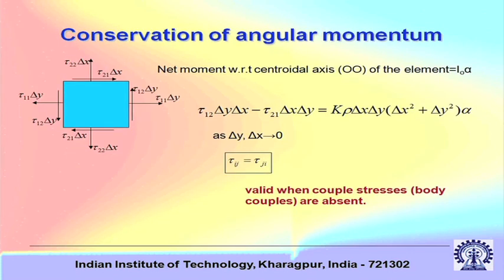Now, a very important question: is tau ji equal to tau ij always valid? This is a very critical question because while deriving this tau ij equal to tau ji, we considered a body force but no body couple. If we consider a body force, the body force will not give rise to a net moment with respect to the centroidal axis, but if you have a body couple, that is some couple acting over the entire volume of the body, then that will give rise to a couple moment, and that moment should add to this.